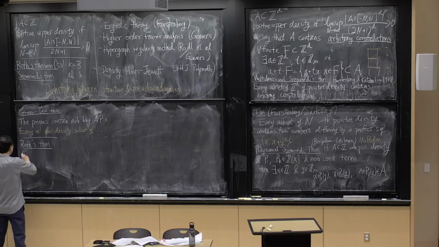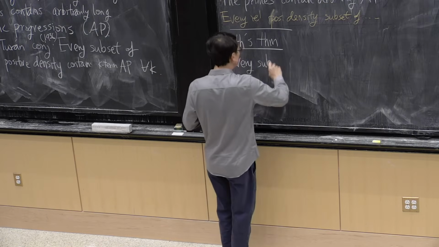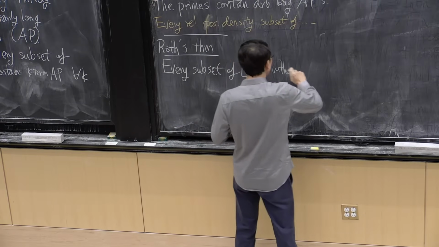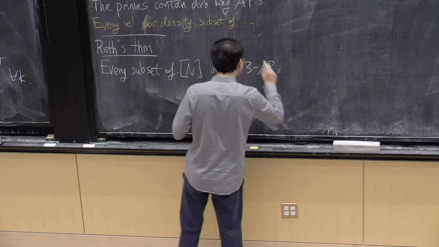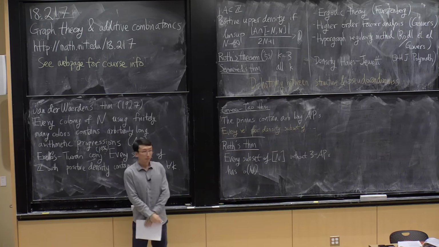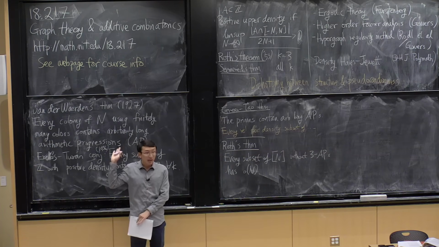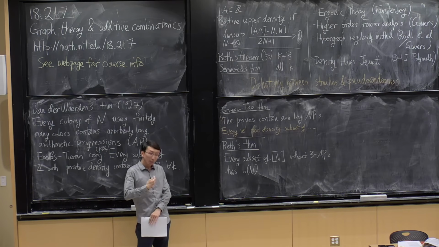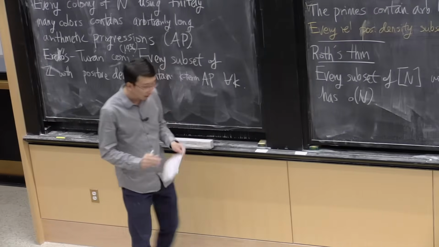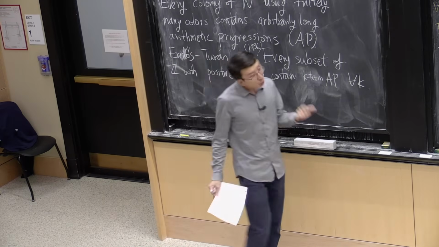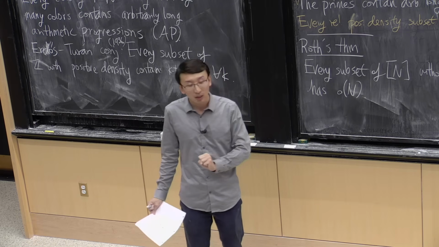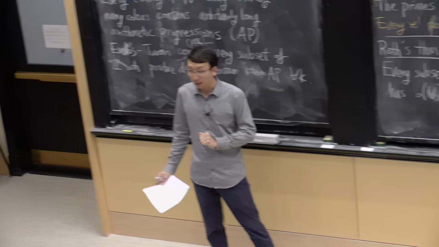Roth's theorem is the statement that every subset of the integers 1 through n that avoids three-term arithmetic progressions must have size little o of n. Earlier we gave an infinitary statement that if you have a positive density subset of the integers, then it contains a 3AP. So this is an equivalent finitary statement. Roth's original proof used Fourier analysis. And a different proof was given in the 70s by Ruzsa and Szemerédi using graph theoretic methods.